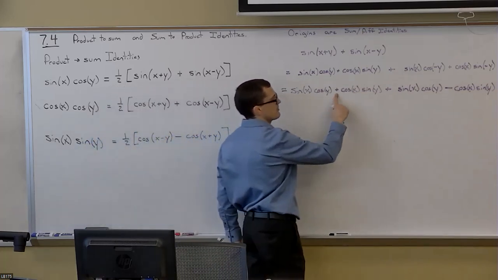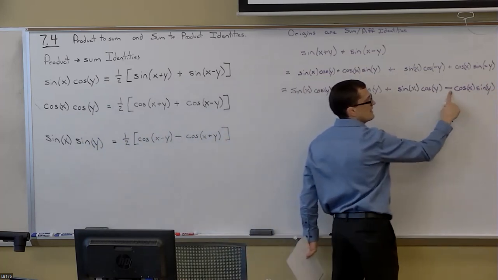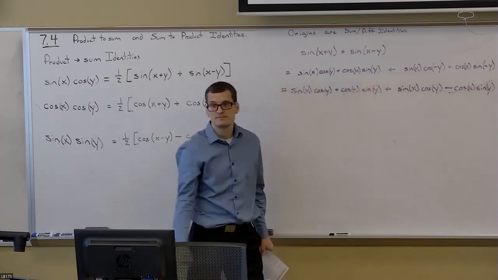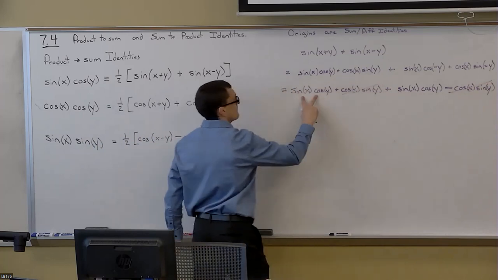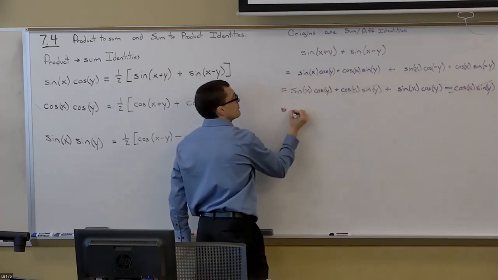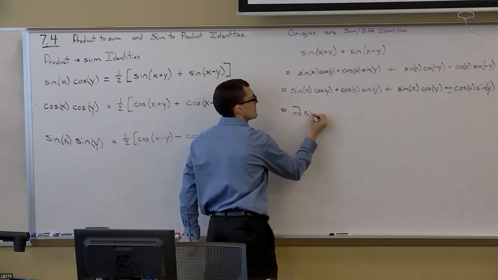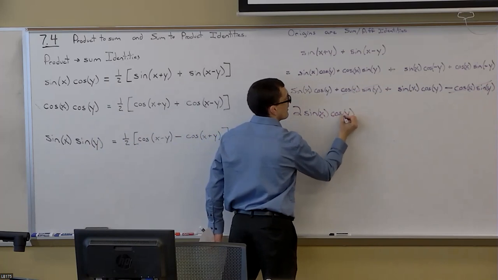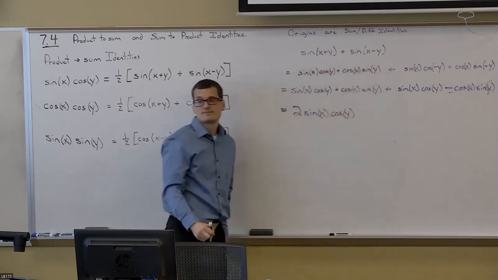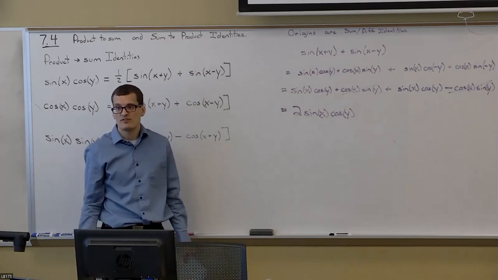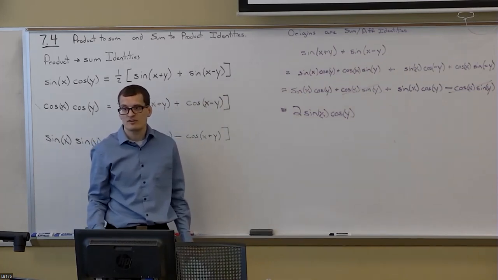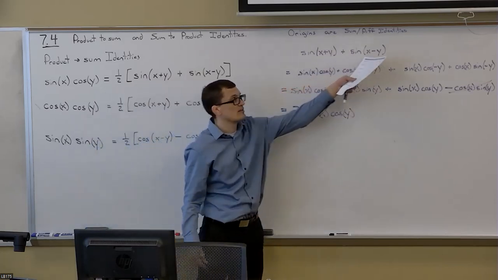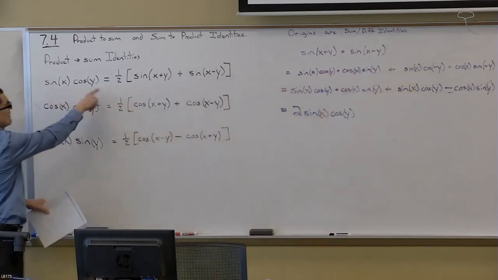Well, what's going to happen? This is a positive cosine sine. This is a negative cosine sine. So that's going to cancel with that one. And now these two are the same. So I end up getting just two sine x cosine y is equal to that. I divide both sides by two, I get sine x times cosine of y equals 1/2 times this, which is exactly what this identity is.